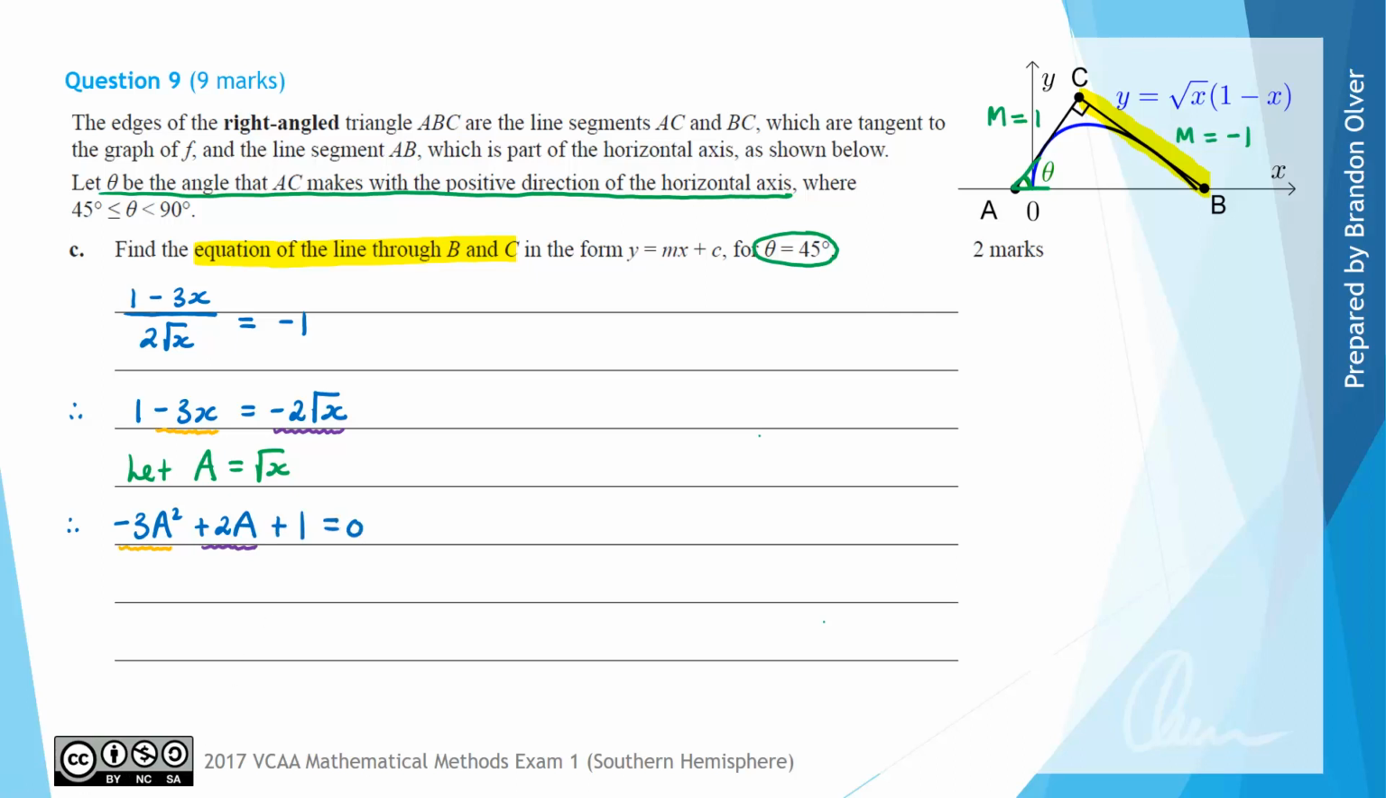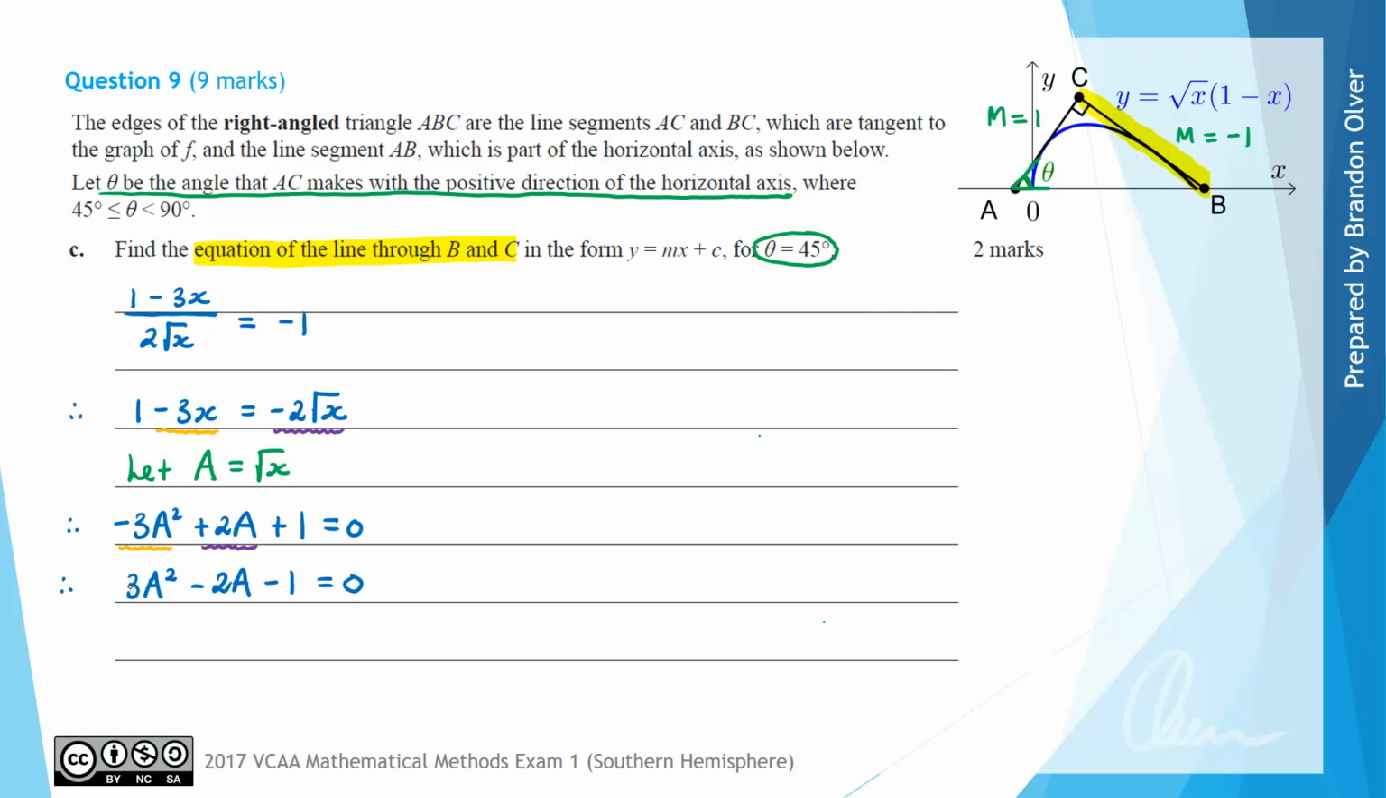And now our job is to factorize this. So just before we go about factorizing it, I'm just going to get rid of the negative that's on the 3a squared by multiplying every term by -1. So I get 3a squared minus 2a minus 1 equals 0. And then this requires us to factorize.